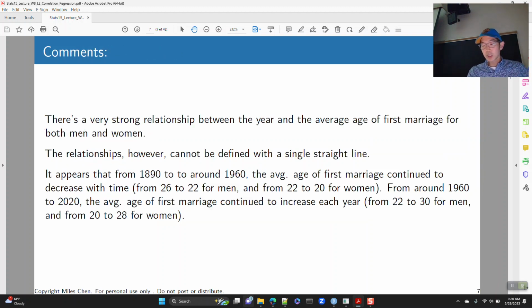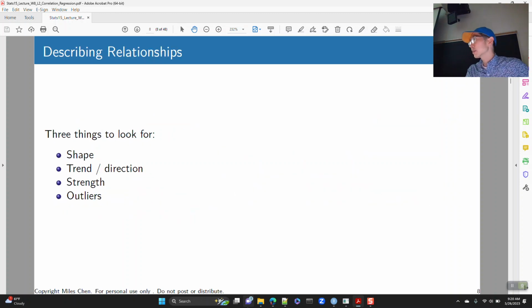So what we're going to be looking at is, how do we describe these kinds of relationships? First, we're going to just use loose terminology, and then we'll quantify this, okay?